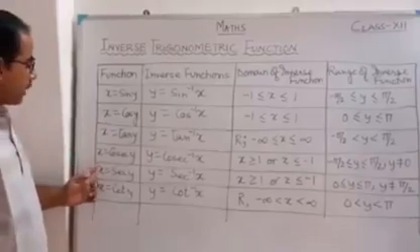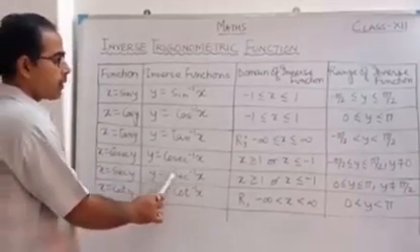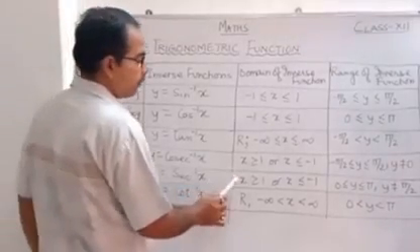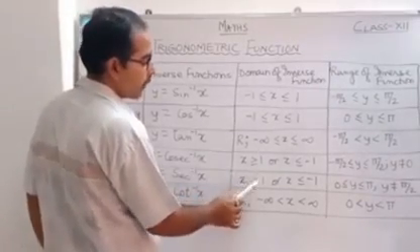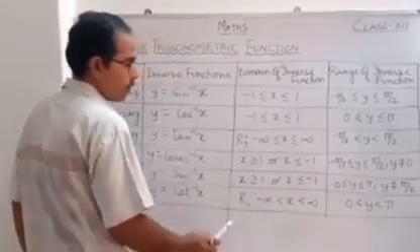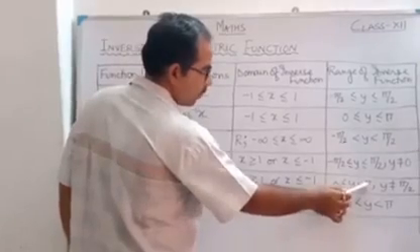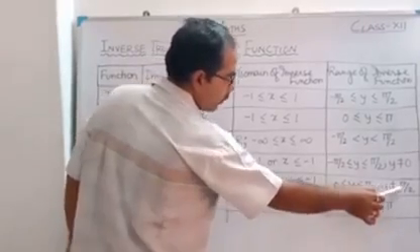For the function x equal to sec y, the inverse function will be y equal to sec inverse x. Its domain will be x greater than or equal to 1 or x less than or equal to -1. And the range of the inverse function will be 0 less than or equal to y less than or equal to pi, where y not equal to π/2.